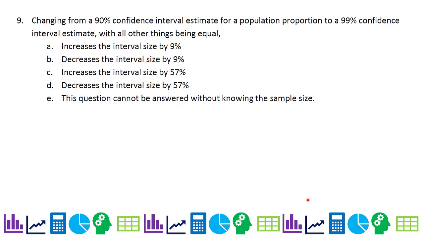Changing from a 90% confidence interval estimate for a population proportion to a 99% confidence interval estimate, with all other things being equal, in particular, sample size and standard error. Let's see. Will it increase the interval size by 9%, decrease the interval size by 9%, increase the interval size by 57%, or decrease it, or we just don't know? So the width is very much proportional to our margin of error. In fact, it's exactly twice the margin of error. So I don't have to do the whole width. I can just look at margin of error, all right?